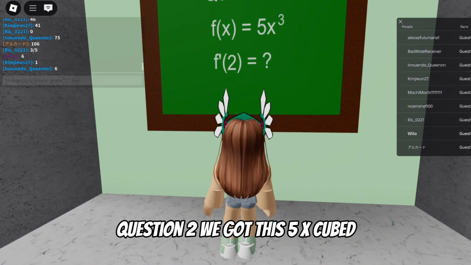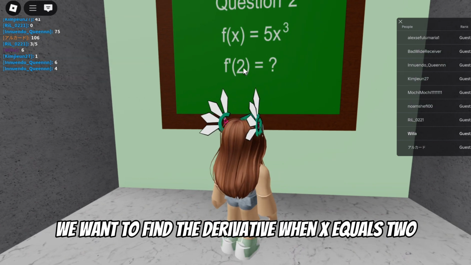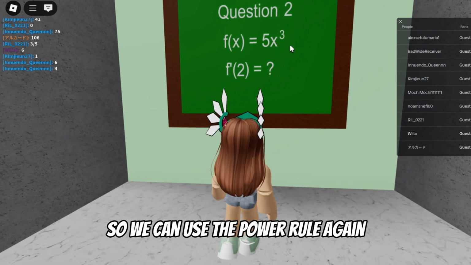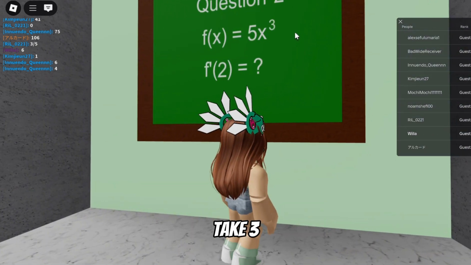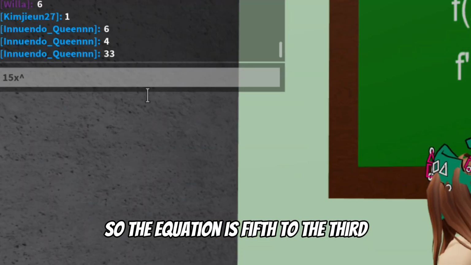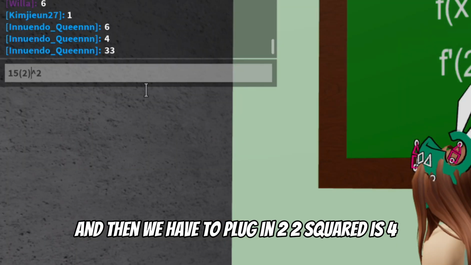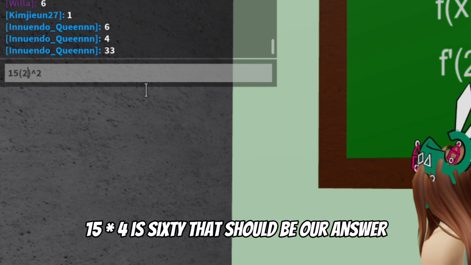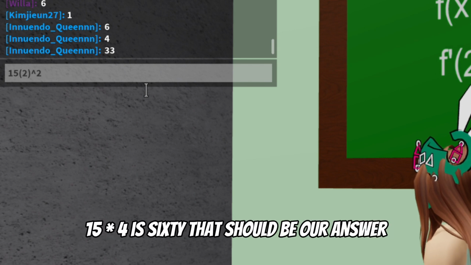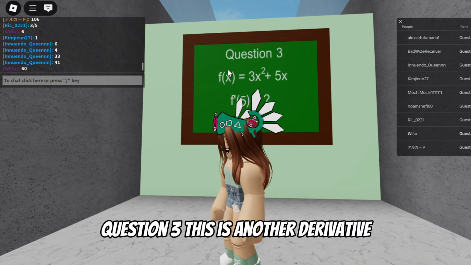Okay, question 2. We got this 5x cubed. We want to find the derivative when x equals 2. So we can use the power rule again. Take 3, multiply it in front of the x to get 15, and then subtract 1 from 3. So the equation is 15x squared, and then we have to plug in 2. 2 squared is 4. 15 times 4 is 60. That should be our answer. Let's go.